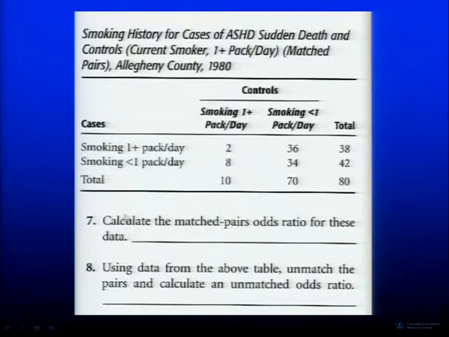And likewise, you just cover this all up and say, okay, out of the controls, how many of them smoked? 10. How many didn't smoke? 70. So that's how you think about putting those into the table.